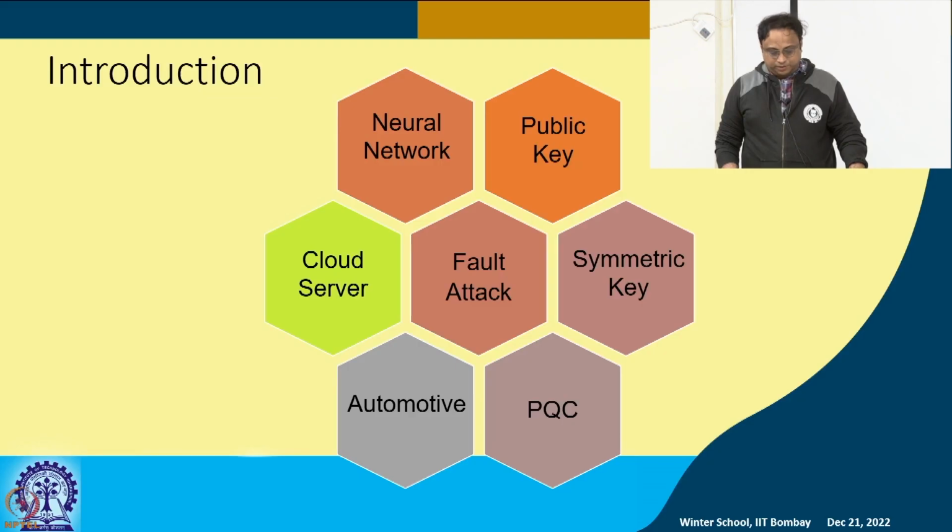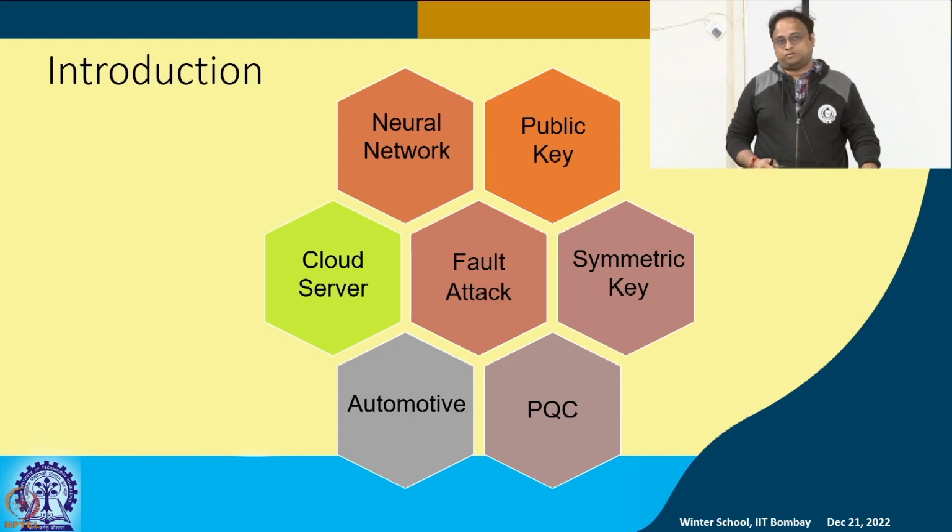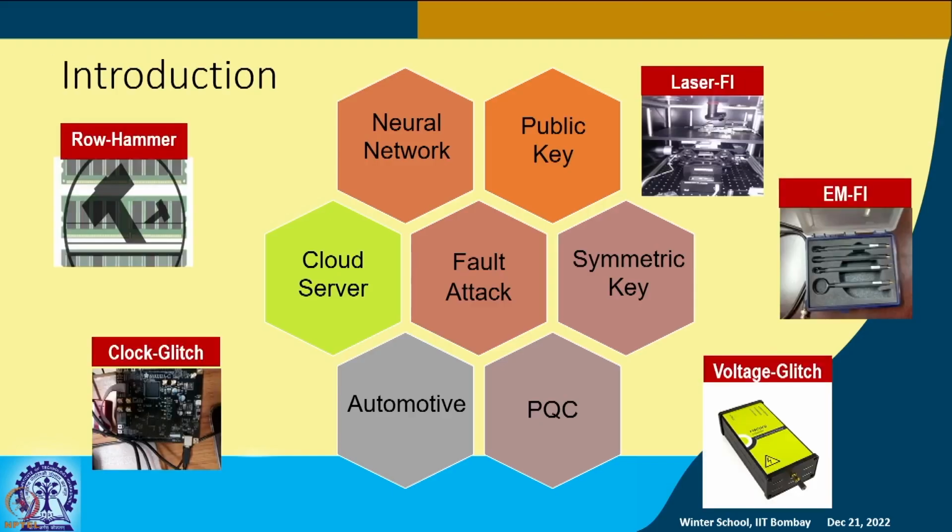Nowadays crypto is everywhere. It's in neural networks, public key, cloud servers, symmetric key, automotives, post-quantum crypto. But the moment there is a crypto running in these kinds of devices or applications, they need to factor in the capability of fault attacks. One of the reasons is that faults have become more and more common. I'll give you some examples. If you are interested, you can note them down and have a look later.